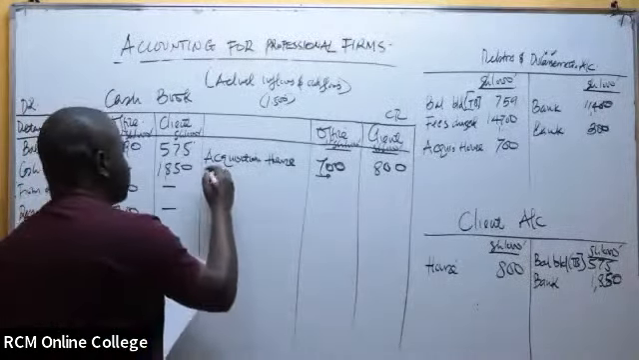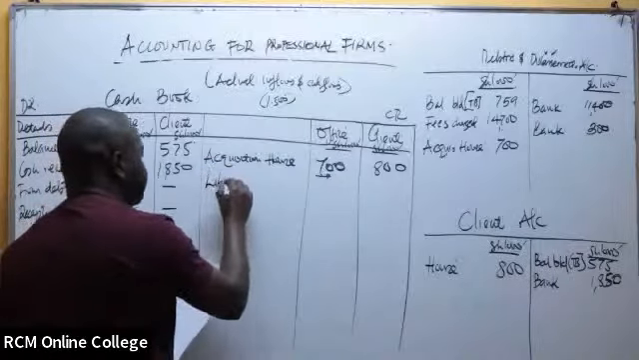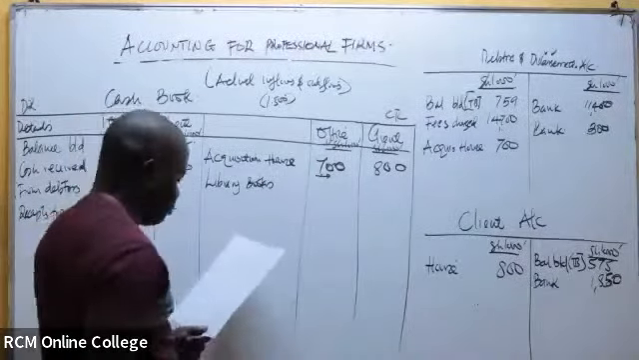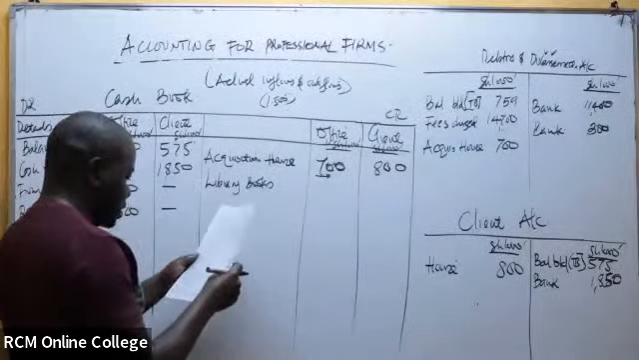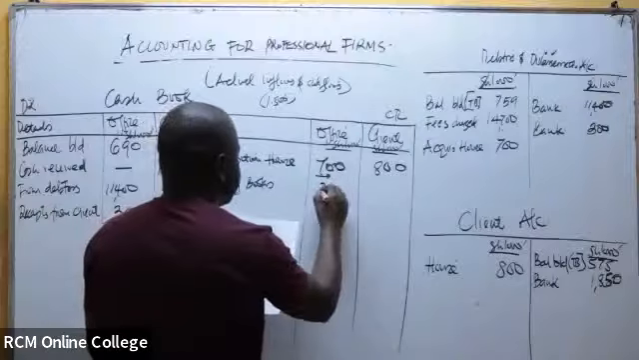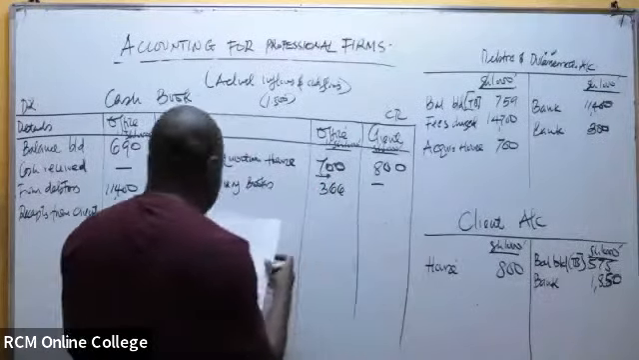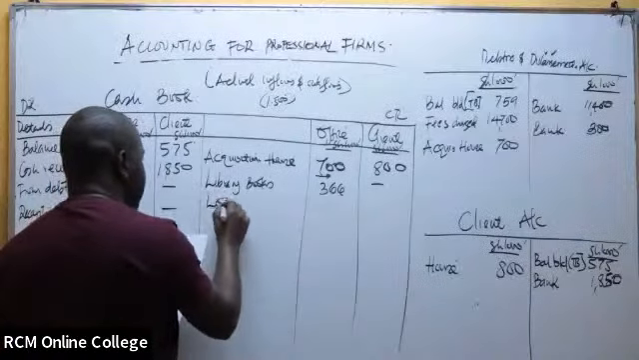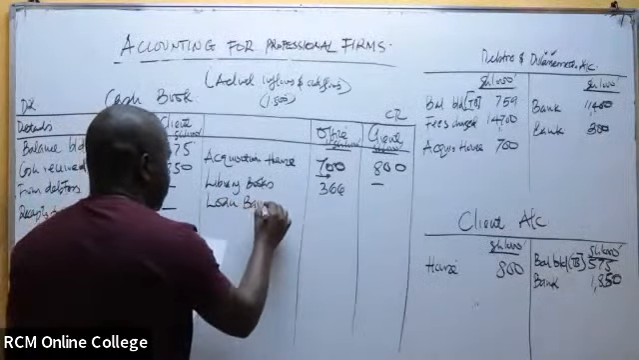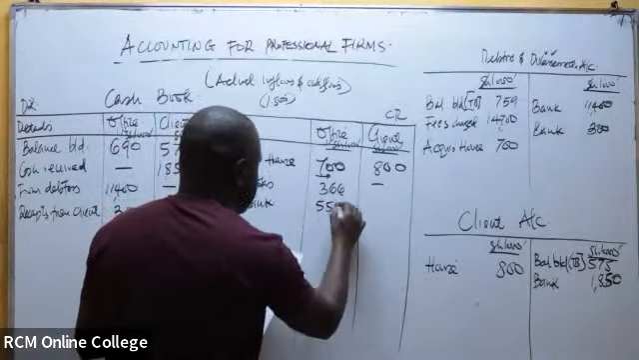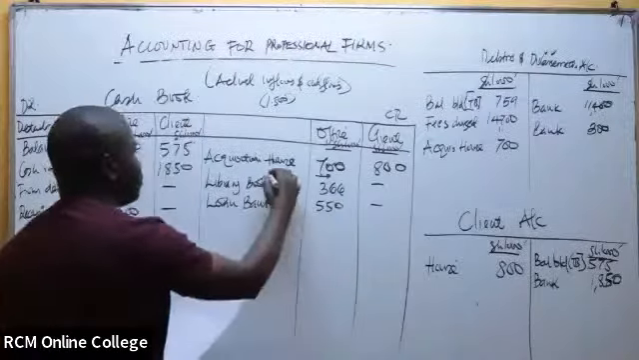So library books, that was money having to be spent out of here. It was an amount of purchased library books worth 366, paying cash. Then of course, in this case they also repaid a bank loan, an amount of 550,000.